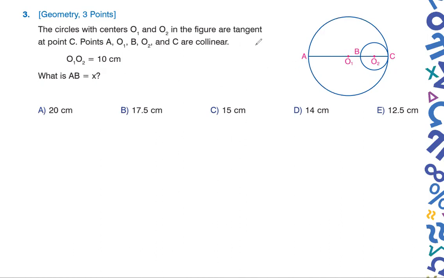Okay, so we don't really know the radius of each circle, right? So I'm going to call this R, which means O2 to B is also R.